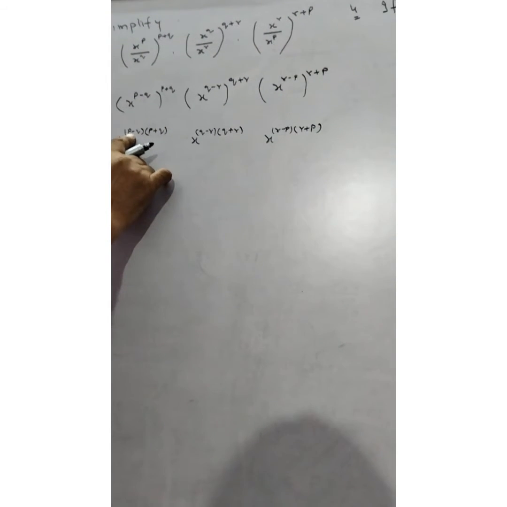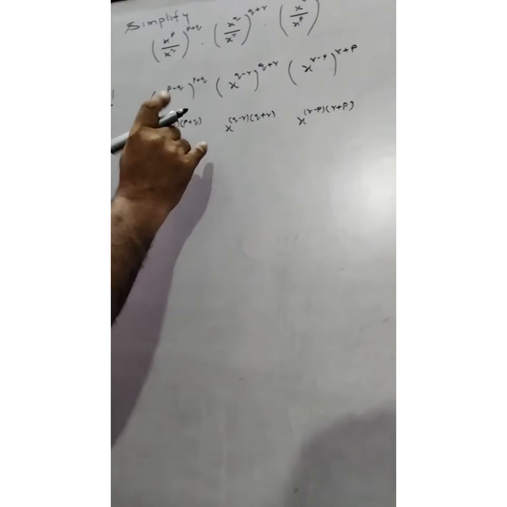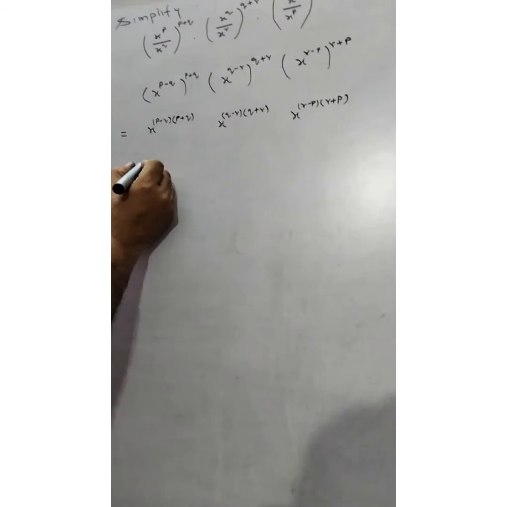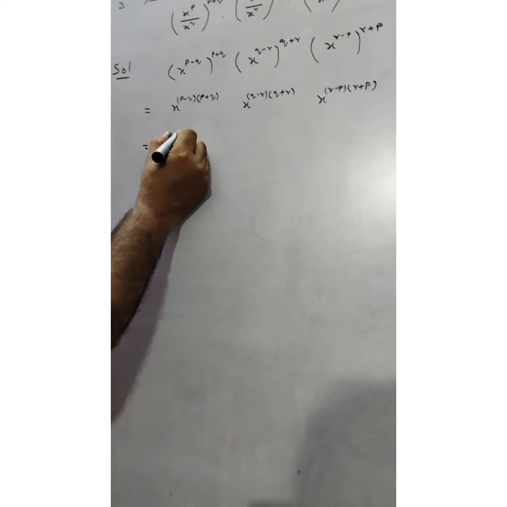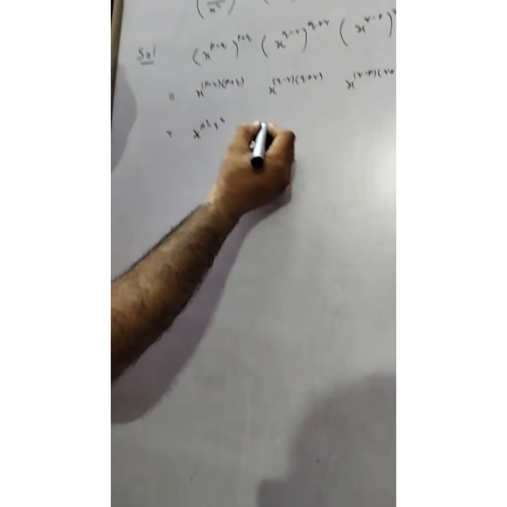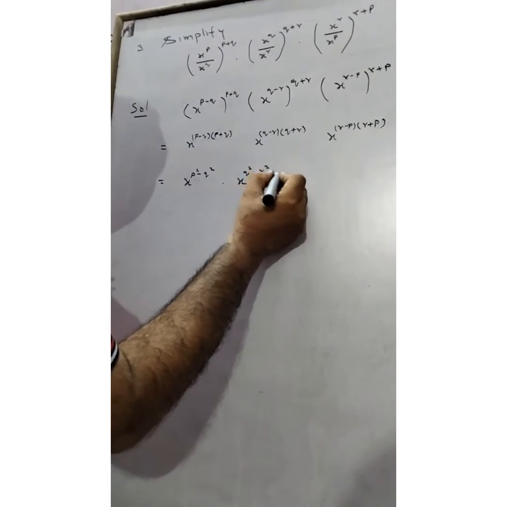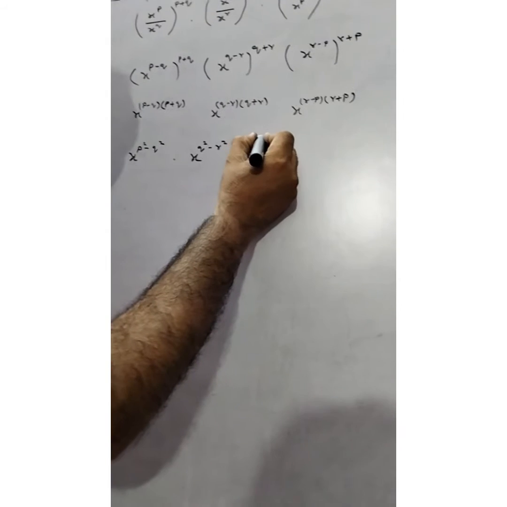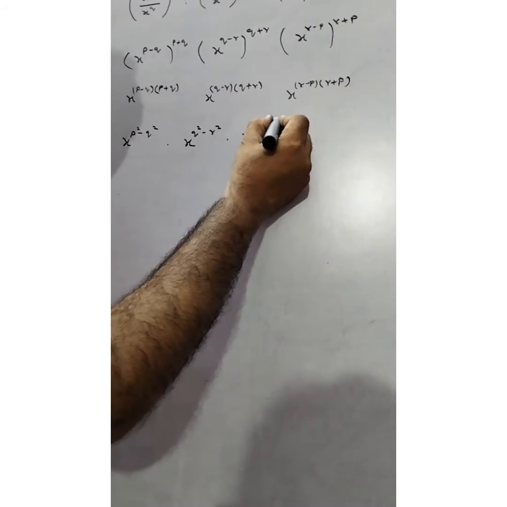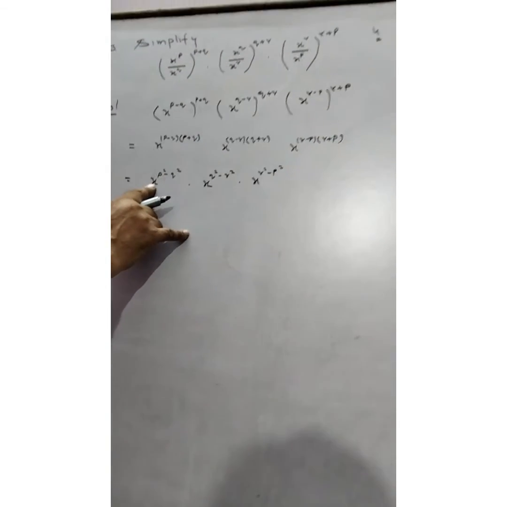Here (p minus q), (p plus q) is the form of (a plus b), (a minus b). Now we can write a square minus b square. It means we can write p square minus q square. Similarly, q square minus r square and r square minus p square. Is that clear? Now bases are the same.